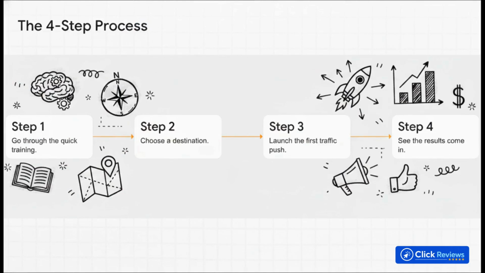The authors distill this whole thing down into a highly simplified 4-step process. Step 1, go through their quick training. Step 2, choose a destination for your traffic. Step 3, launch that first traffic push using their interception methods. And Step 4, sit back and see the results come in. They claim this is such a simple process that you can use it to send traffic to literally any link, and they say it all takes less than 15 minutes of actual work.